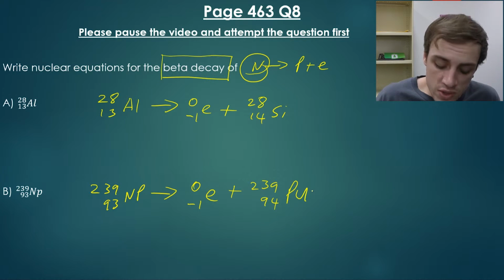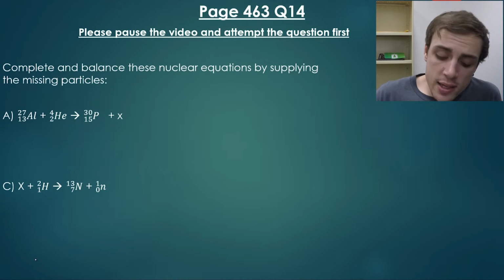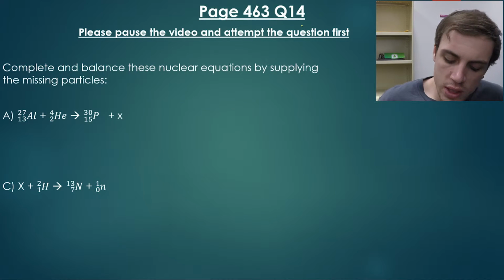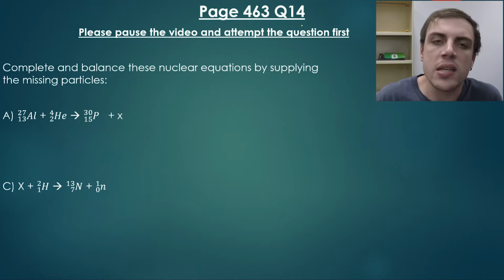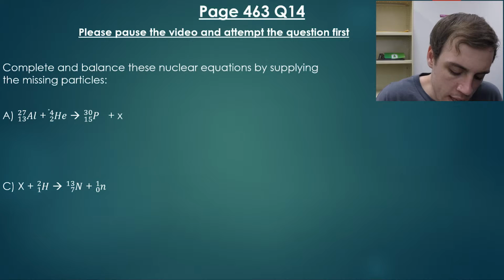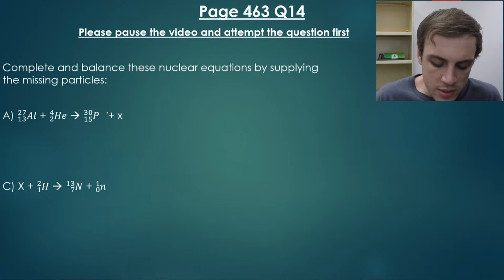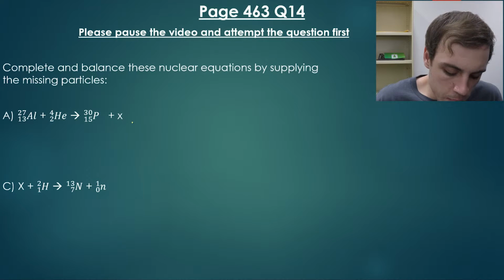And that is how you would solve a question on beta decay. Okay, so let us now look through question 14. Complete and balance these nuclear equations by supplying their missing particles. What I can see here so far is we've got aluminium and helium, and we've got a phosphorus atom and something else.